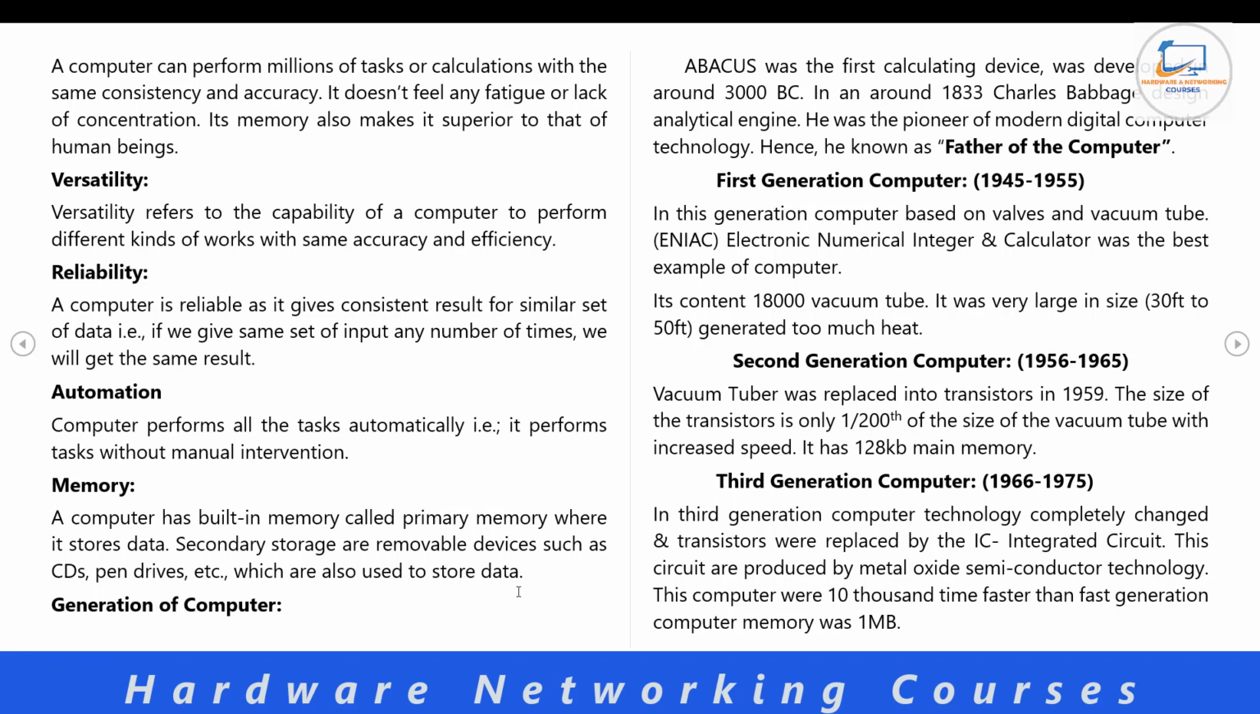Memory. A computer has built-in memory called primary memory where it stores data. Secondary storage are removable devices such as CD, pen drive, etc. which are also used to store data.